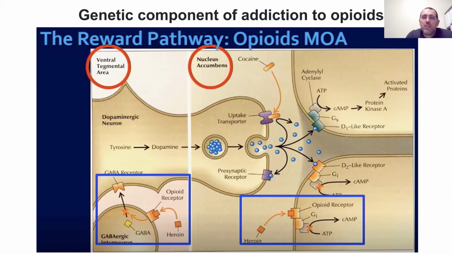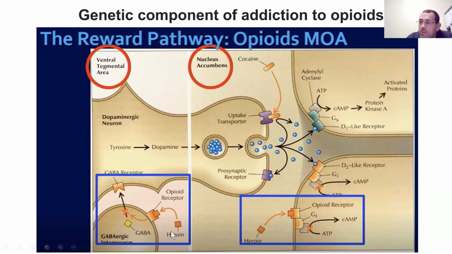So in reference to this, we're going to look here at opioids within the brain and exactly where they work and how they might be influenced in opioid misuse disorder. Here's our ventral tegmental area and our nucleus accumbens. I'll bring your attention to this first box down here. What this is showing is that normally we have a GABA interneuron that's inhibitory. GABA normally acts here and prevents some of the release of dopamine.